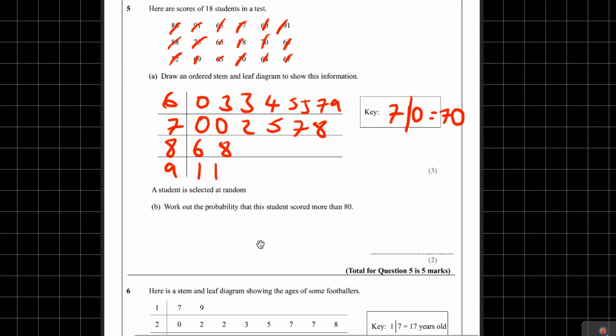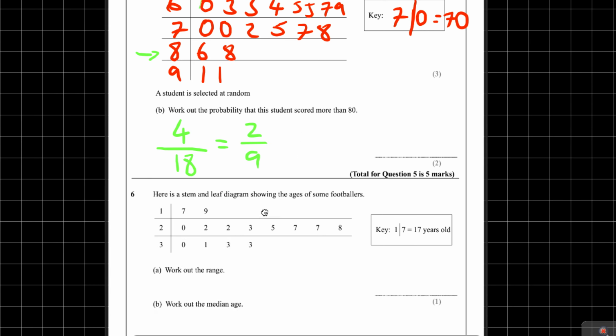Then work out the probability that this student scored more than 80. Okay, so to work out the probability, we want to do the number of scores that are above 80. So in this case, starting from the 80s column, we've got 86, 88, 91, and 91. So we've got 4, which goes on our numerator at the top, and then we divide that by the total number of students in the test. That was 18, so it's going to be 4 over 18, which we can simplify down to 2 over 9. And that's it. You don't need to write this as a percentage. You can leave the probability as a fraction.